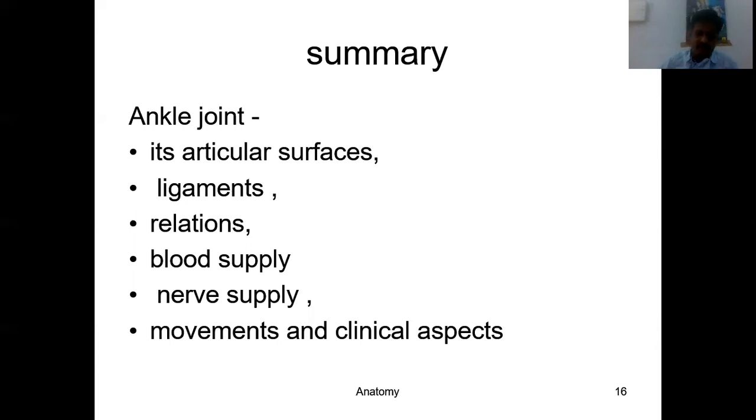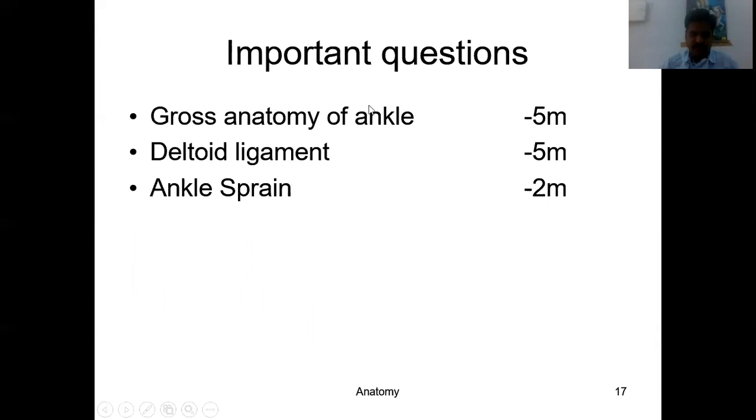Short notes. The main question is sometimes the gross anatomy of the ankle joint, where we have to describe the articular surfaces, relations, blood supply, nerve supply, everything together, for 5 marks. And the deltoid ligament is a very important short note for 5 marks. Ankle sprain is for 2 marks. So that's about the ankle joint.